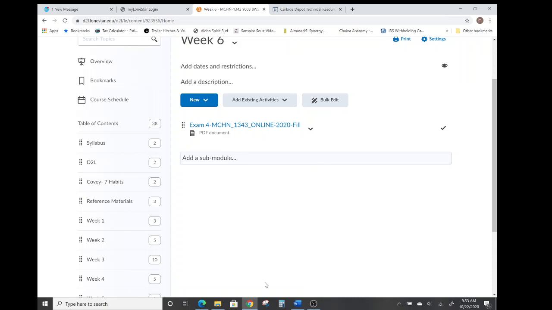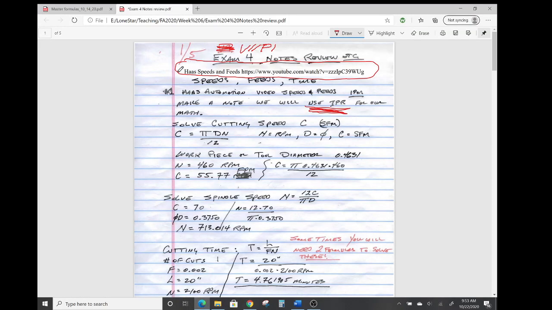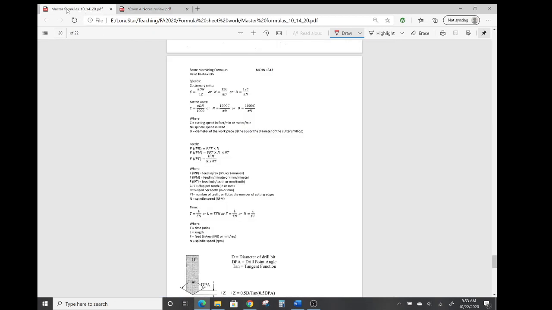All right, so let's get back to our notes. Assuming you have watched this video and you have your master formula sheet printed out like I told you to. Speeds in customary units. These are metric units. These are customary units. We're going to be dealing in customary units. C is the cutting speed. It is not RPM. N is RPM. Remember the pulley problems? I use N as rotational speed. C is the cutting speed.